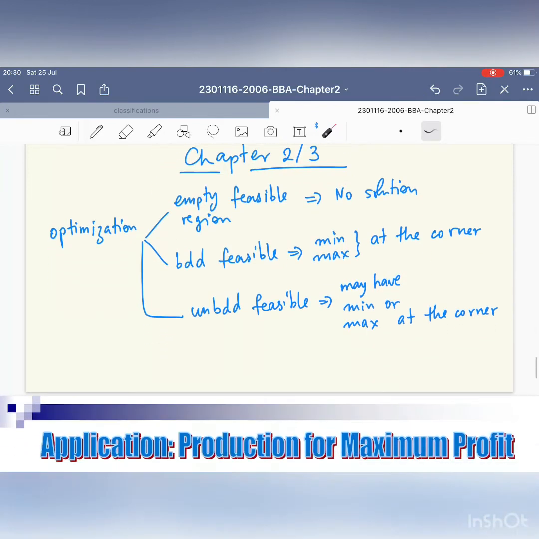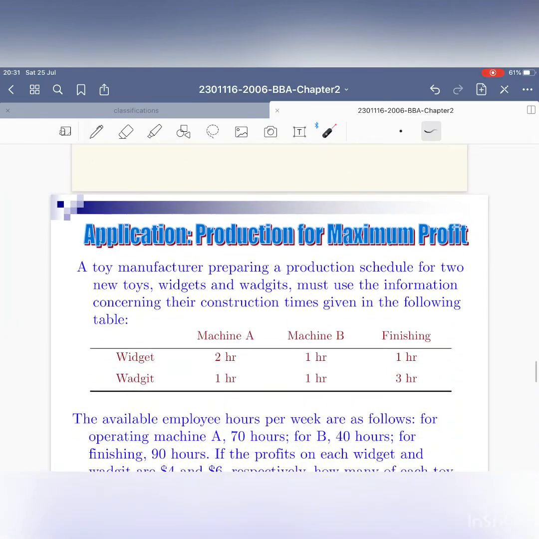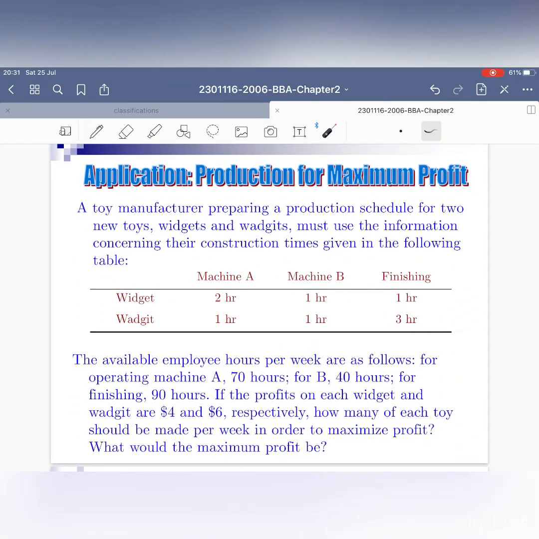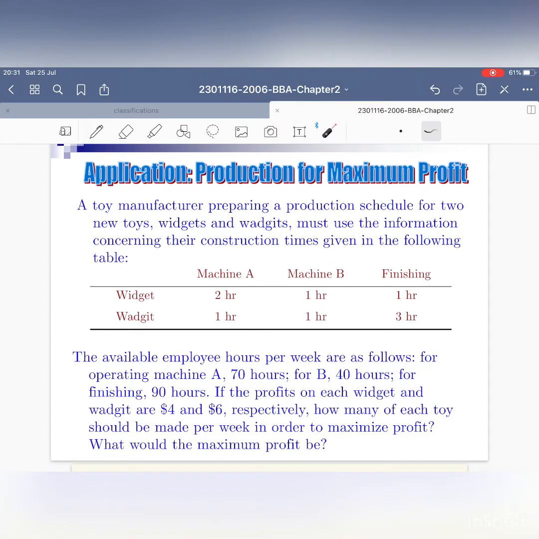So for example, let's look at this one. This is a word problem that is pretty long, and you need to have patience to read the problem. A toy manufacturer is preparing a production schedule for two new toys, called widgets and widgets. It must use the information concerning their construction times given in the following table.